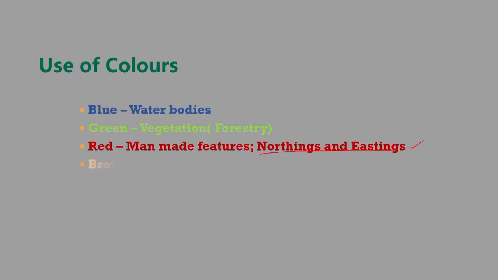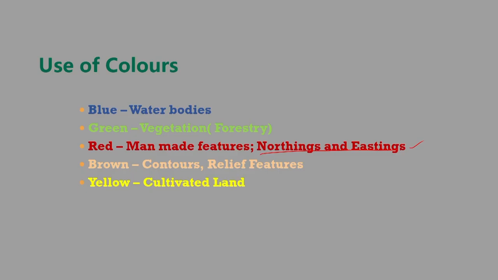Yes, these northings and eastings are drawn to represent or identify a particular place in a topographic sheet in a very exact way. Within 100 meters we want specific locational details, which means we can use northings and eastings. Next, all the contour lines will be drawn in brown color.